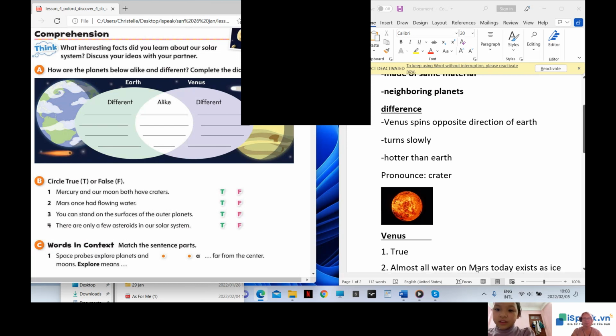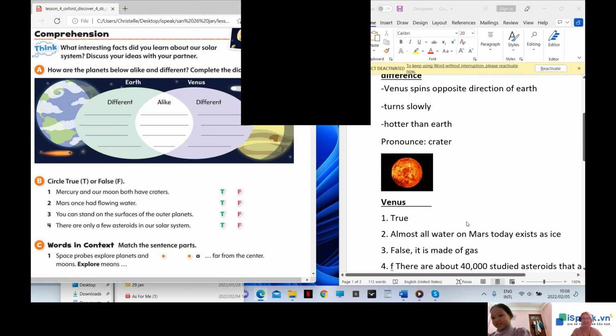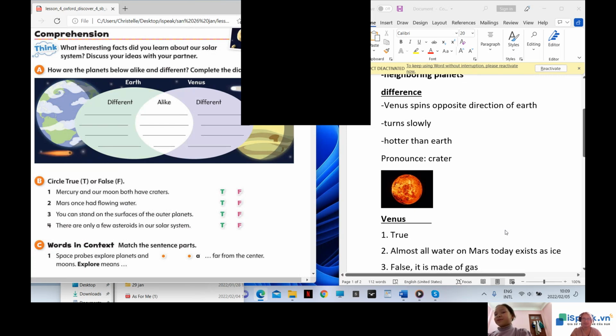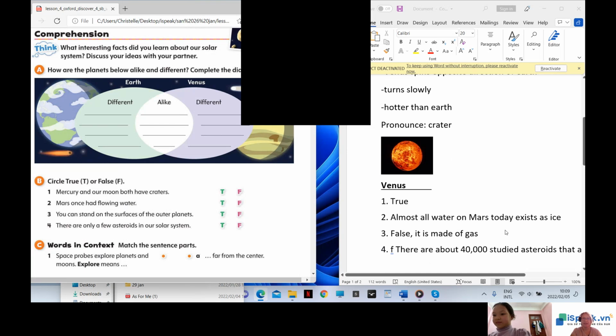You can stand on the surface of other planets. What do you think? False. Yes, you cannot do that. It is made of gas. You cannot stand on gas. And number 4, can you read number 4, please? There are only a few asteroids in our solar system. What do you think? True. There, it is false.